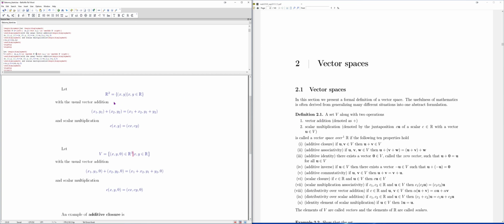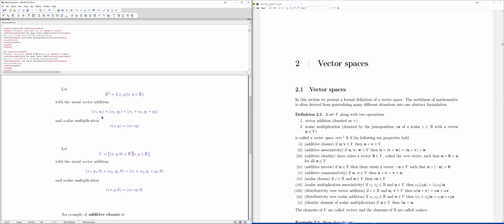Probably a basic example of a vector space is R2. How I have it written over here, this (x, y) you don't want to read as a point. What you want to do is read this as a vector. We're considering all vectors over here, so the x and the y can be anything. By this you mean all possible vectors in the plane.